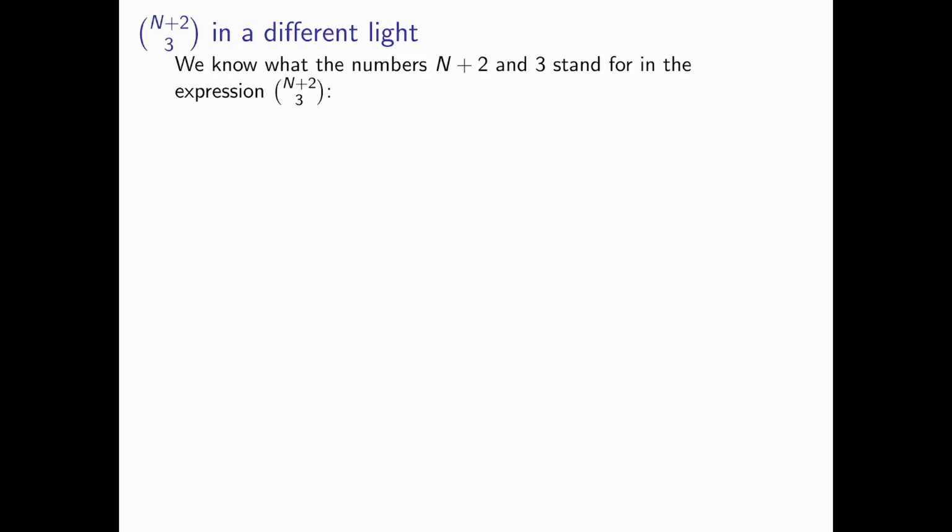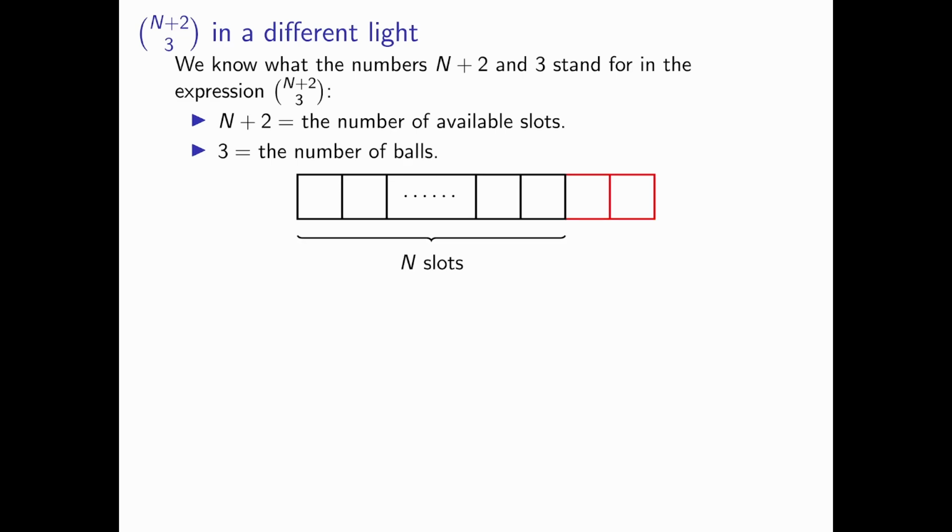So we know what the numbers n plus 2 and 3 stand for in the expression n plus 2 choose 3. n plus 2 is the number of available slots, and 3 is the number of balls. So let us now draw this scenario out explicitly. We have a box with first n slots marked in black, and then we have 2 additional slots marked in red, for reasons we shall see quite soon.